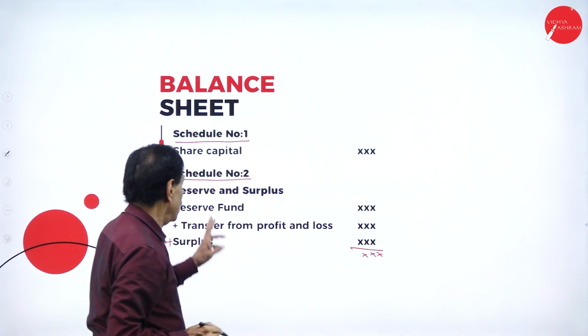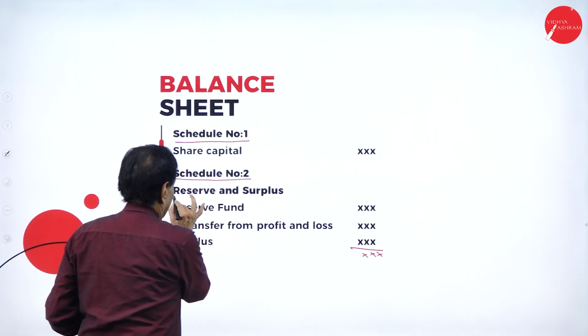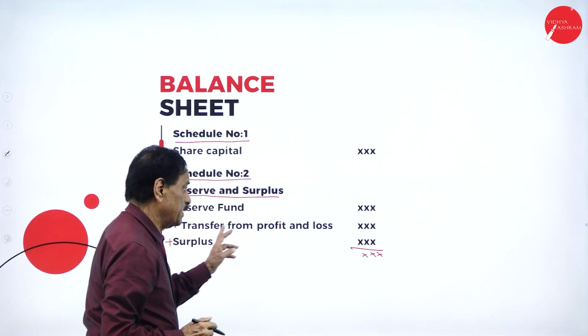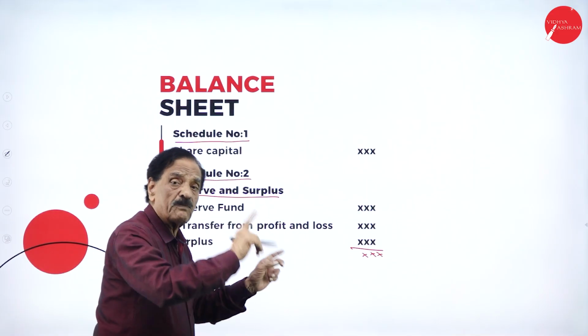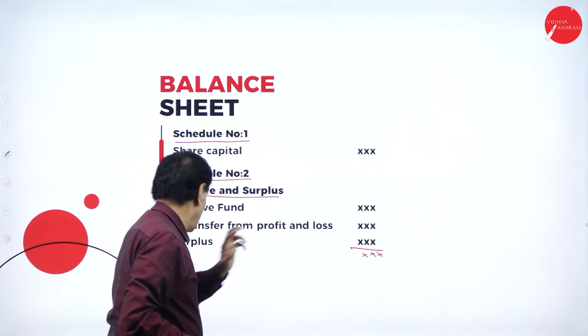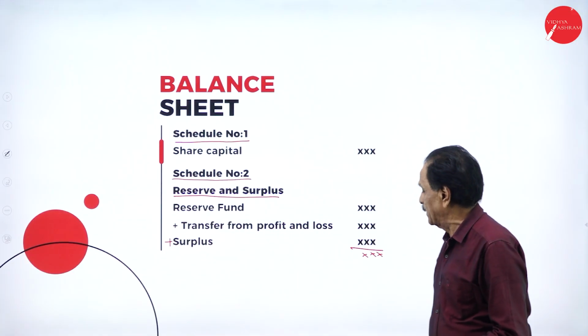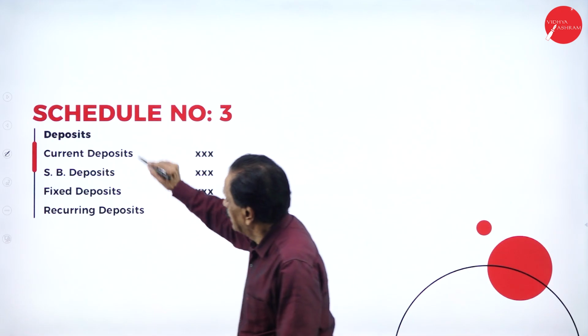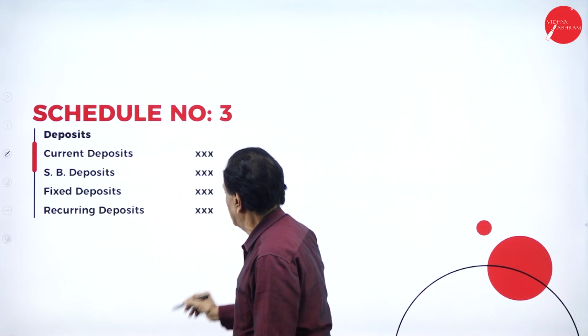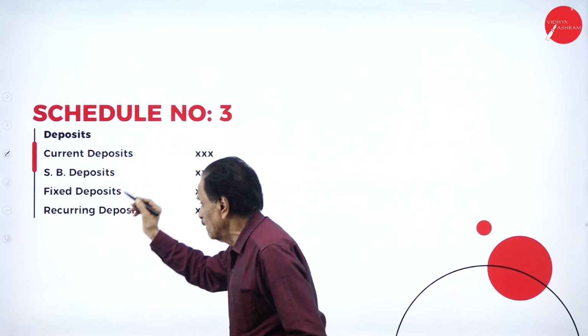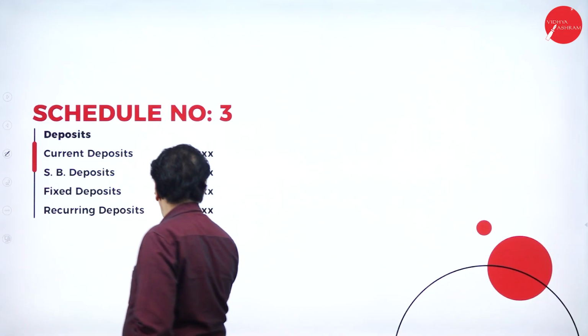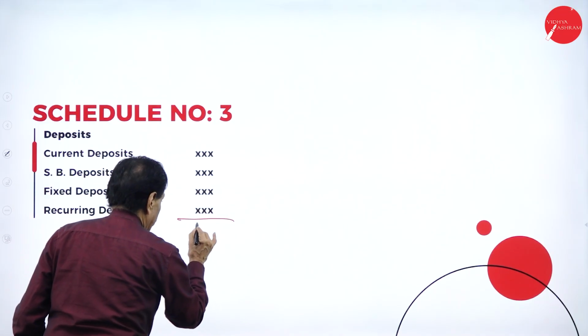What are the items? Reserve and surplus is the heading. In that: reserve fund, plus transfer from profit and loss account, add surplus. This is the total of reserve and surplus. Schedule number 3, deposits: current deposit, SB deposit, fixed deposit, recurring deposit, this total.